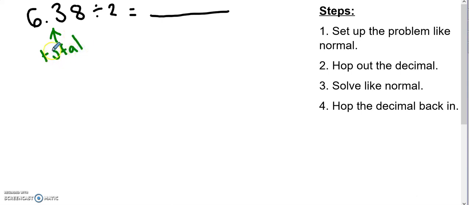I know when I have a division problem, I always start with a total, and then I'm going to be dividing up that total. I'm going to be cutting it. I'm going to be splitting it. I'm going to be separating it. In this problem, I'm separating it into two. Two what? Two groups. That 2 tells me how many groups I need to put my total into.